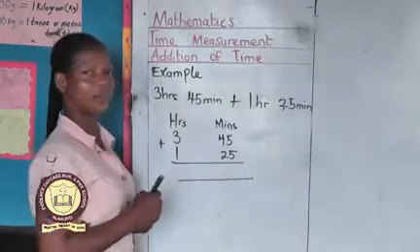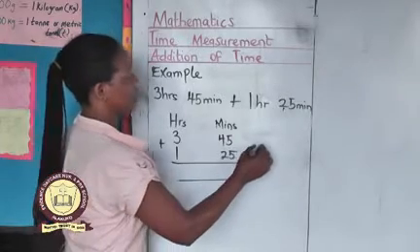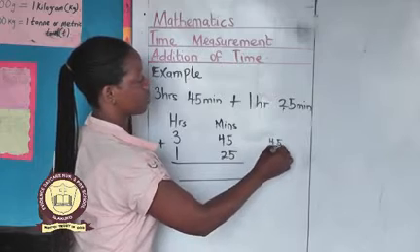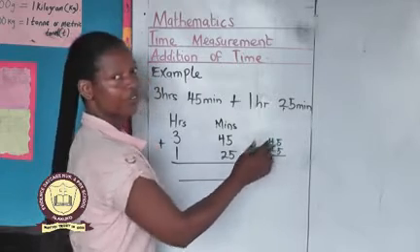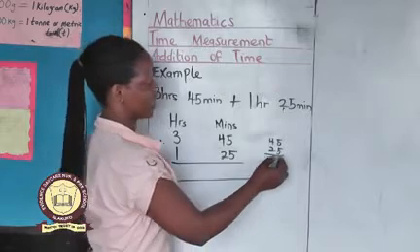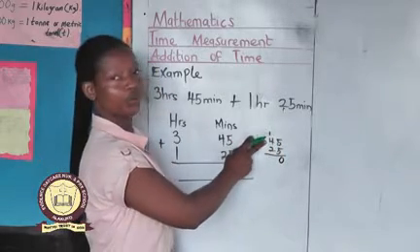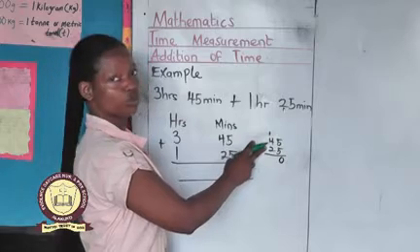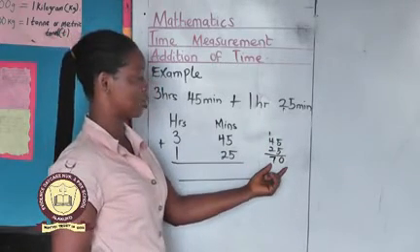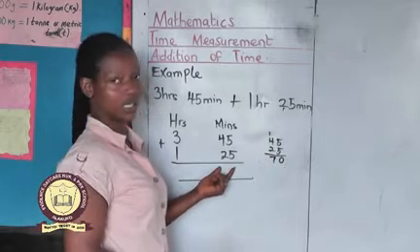So now let's add it together. Maybe it's more than 60 or is less than 60. Here we have 45 minutes plus 25 minutes. 5 plus 5 will give you 10. You are going to write 0, remainder 1. 1 plus 4 is 5, plus 2 is 7. So here we have our minutes to be more than 60. So you cannot write this 70 here.